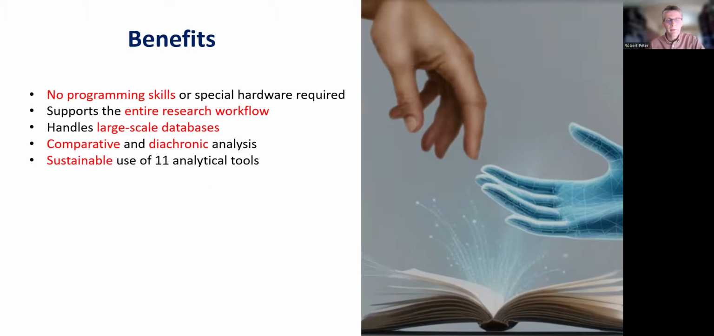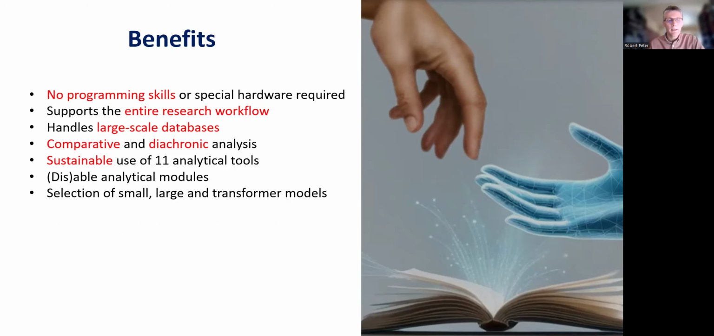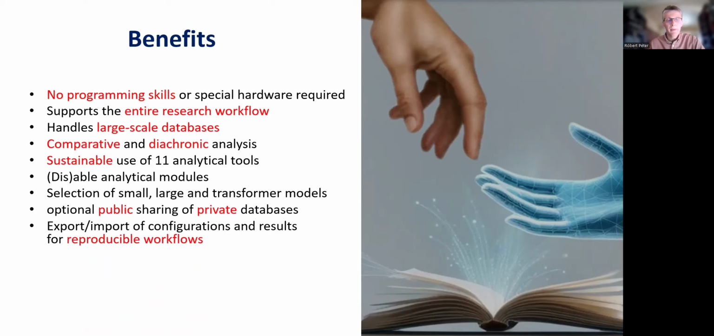You can use 11 analytical tools. You can easily enable or disable them. You can choose between small, large, and transformer models, and users have the option to share their private databases with the public if they wish. avobmat is meant to support reproducible and transparent workflows by exporting and importing all the configuration parameters and results.